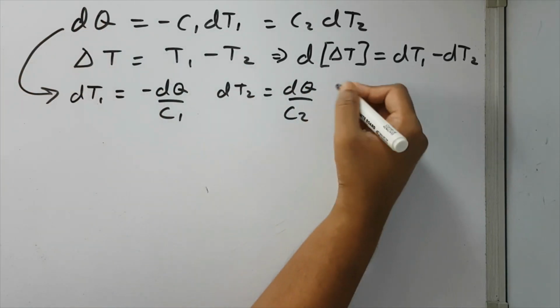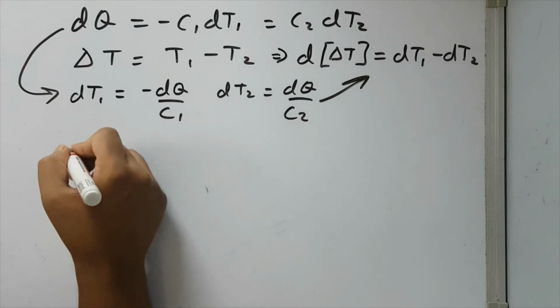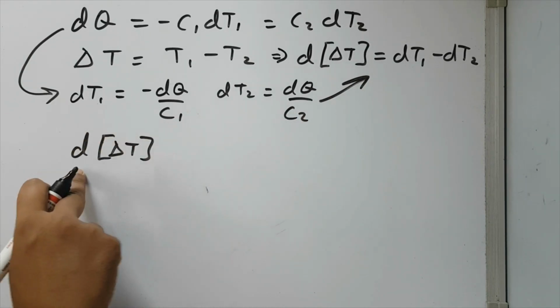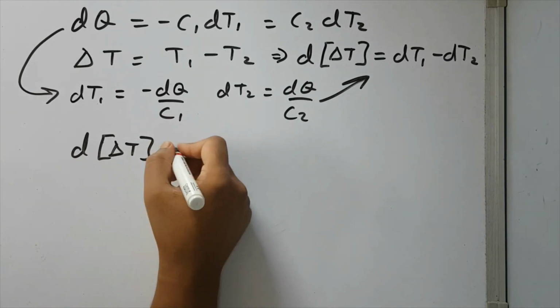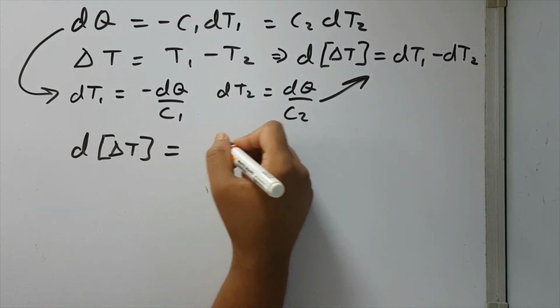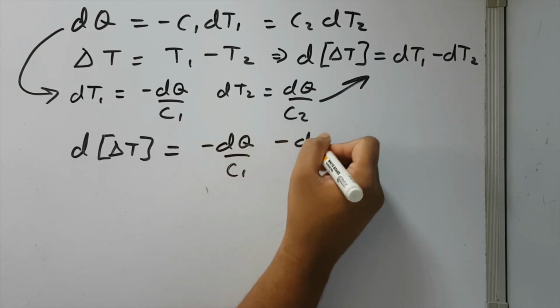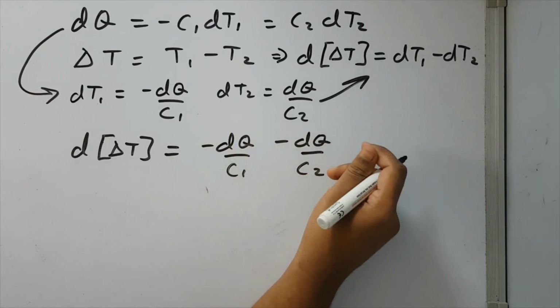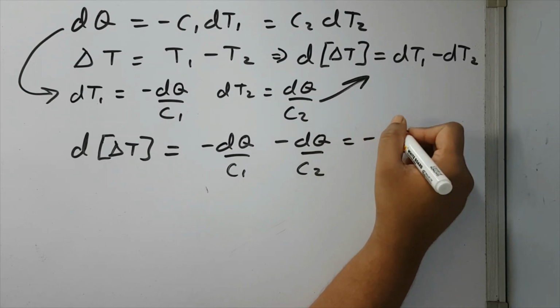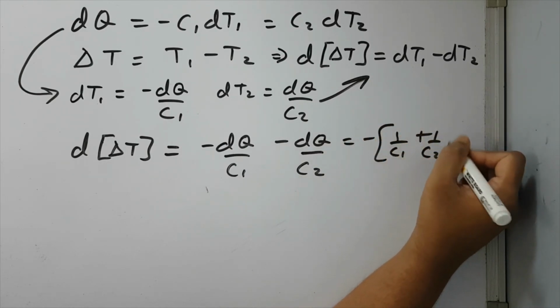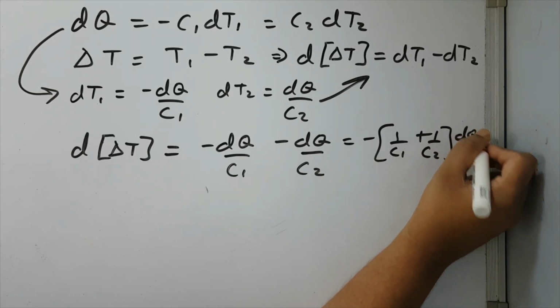Okay, so when you substitute this here, you'll get d of delta T, small change in difference of temperature. Okay, so that would be minus dQ by C1 minus dQ by C2. Okay, so that is minus of 1 by C1 plus 1 by C2 times dQ.